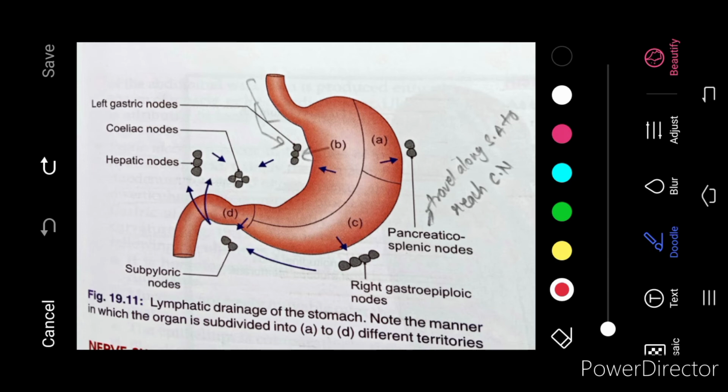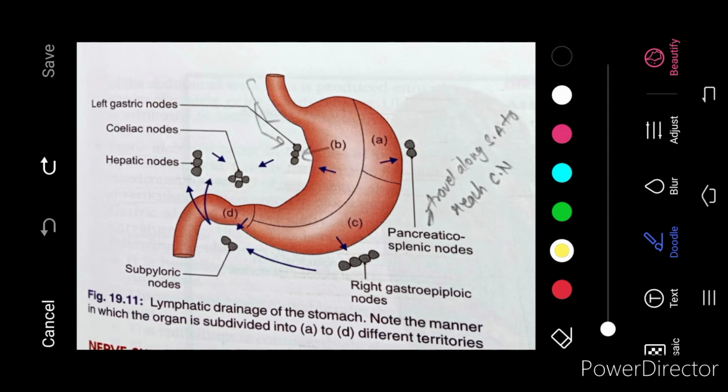So the stomach can be divided into 4 lymphatic territories, that is area A, area B, area C and area D. Area A is the upper part of left 1/3, area B is right 2/3, area C is lower part of left 1/3 and area D is the pyloric part.